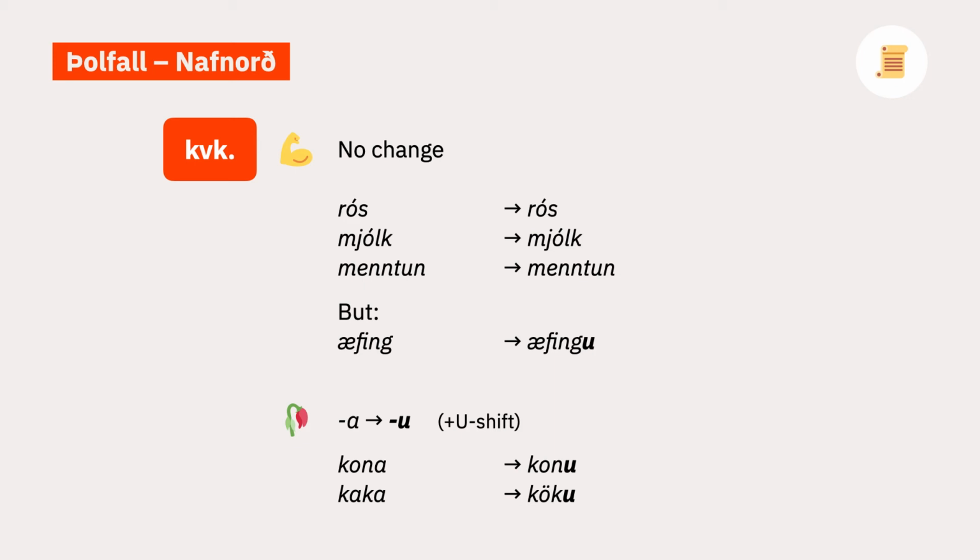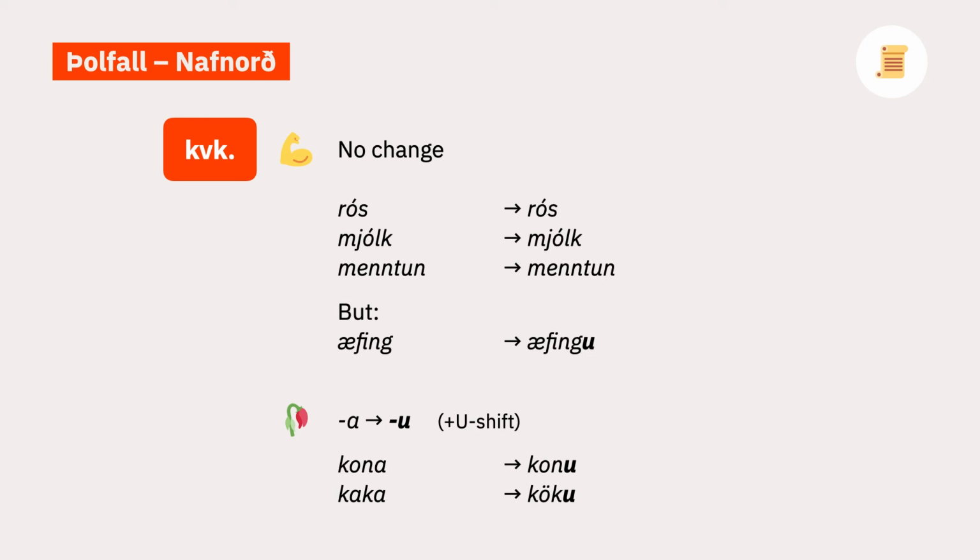Strong feminine nouns are the same in the nominative and accusative. No change at all. Rós, rós. Mjólk, mjólk. Menntun, menntun. The main exception is the group of nouns ending in ing. I say main exception because a lot of female names in Icelandic are irregular. They have different forms in the nominative and the accusative. But most of the time we don't have to worry about it, except with these ones that end in ing.